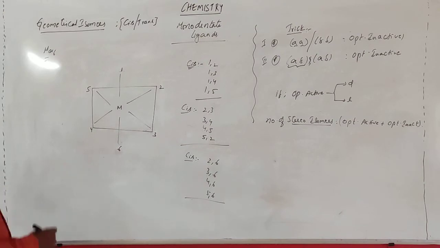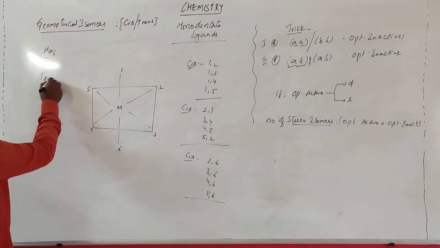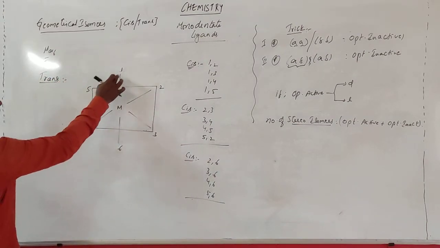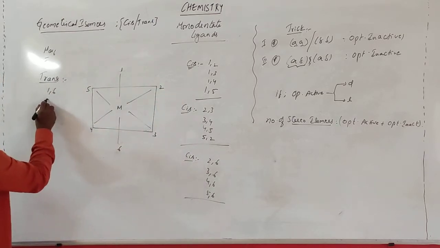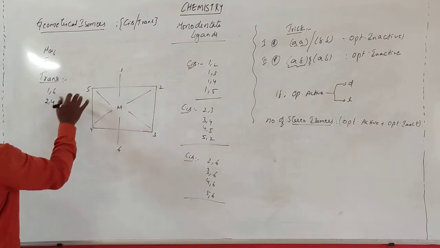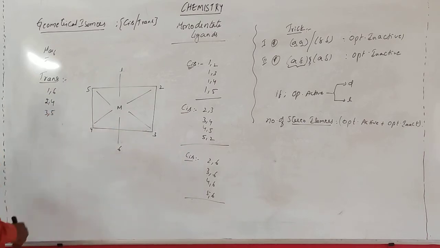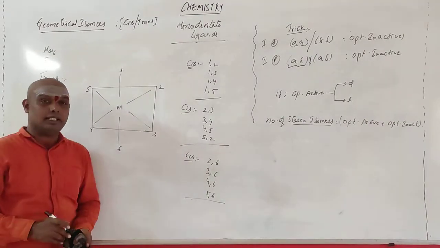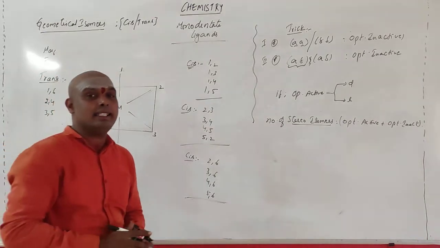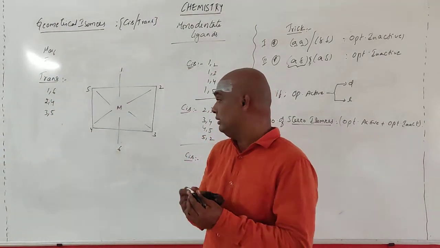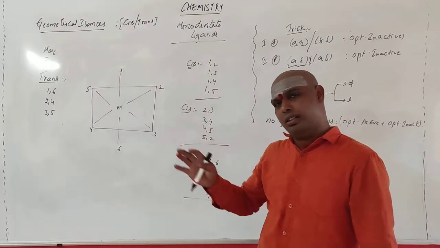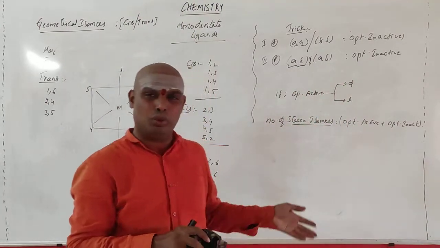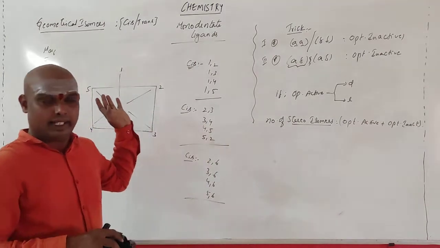Going for the trans condition. Trans means opposite. So 1,6 are opposite, 2,4 are opposite, 3,5 are opposite, in opposite directions. So these are trans in nature. Clear? Based on this, you will be finding out the isomers. I have just set the positions, so no need to go further with respect to this one.